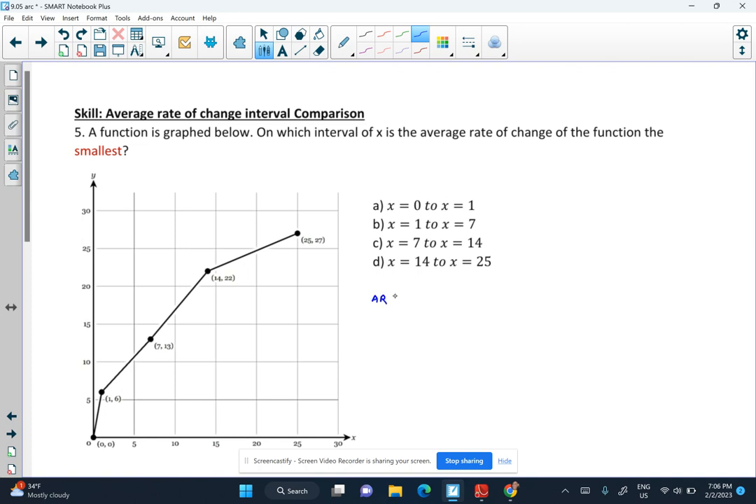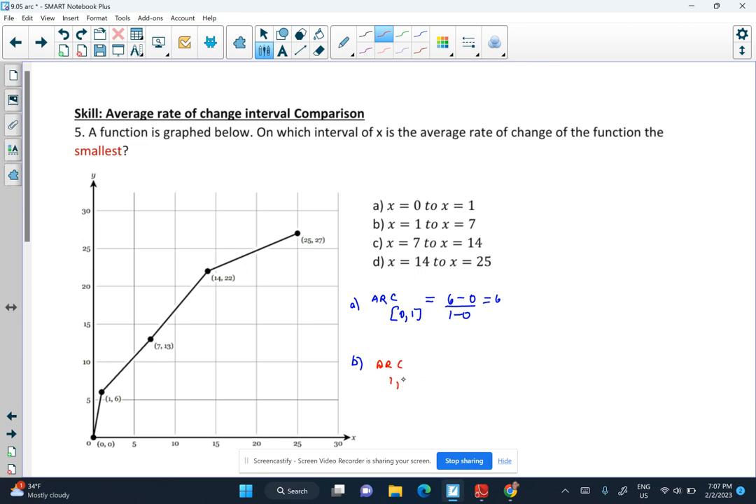So let's do the average rate of change first for A. You're looking at the interval from 0 to 1. Remember, it's the change in y over change in x. So we're looking at the points (1, 6) and (0, 0). That would be 6 minus 0 over 1 minus 0, which is 6. So that's A.